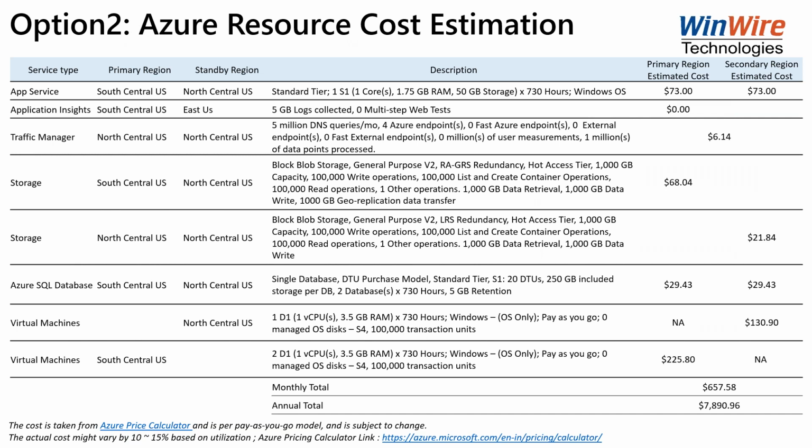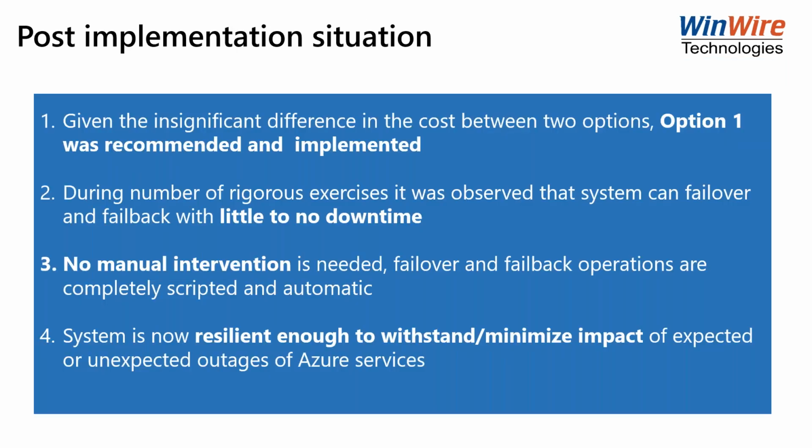At the end of it, because of the insignificant cost difference between option 1 and option 2, option 1 is obviously much better than option 2 because there is no manual intervention required. Failover is almost instant. You're not doing anything. Your users may not even realize that some downtime happened, right? So we went with option 1.